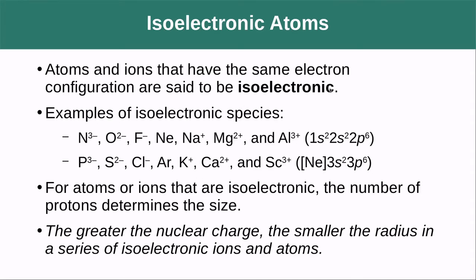Isoelectronic is a term that describes ions or neutral atoms that all have the same electron configuration. You can imagine that sodium typically has one more electron than neon. If you take an electron away, you make a sodium plus ion, and it will have the same electron configuration as neon. As far as the radius goes, the greater the nuclear charge, the smaller the radius in a series of isoelectronic ions and atoms. When they are all isoelectronic, the only thing that determines their radii is the size of the nucleus, how many protons are pulling those electrons closer and closer. So here aluminum would be the smallest, with the largest being nitrogen 3-.